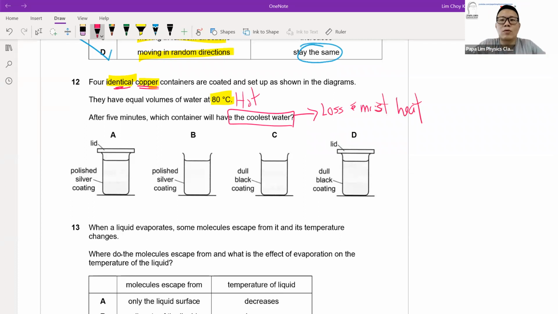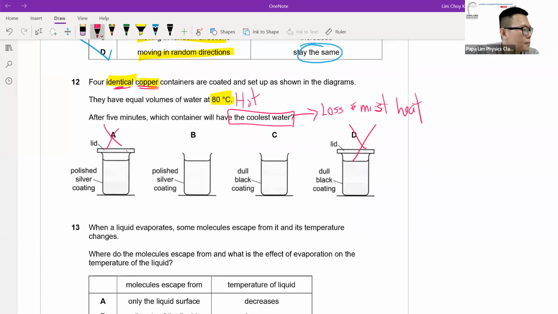So how do I lose the most heat? I will definitely need the lid to be off. So A and D will definitely be out straight away. Why? Because with a lid, I can allow evaporation and convection current, which are 2 additional methods to lose heat. So definitely B and C will be much faster compared to A and D.